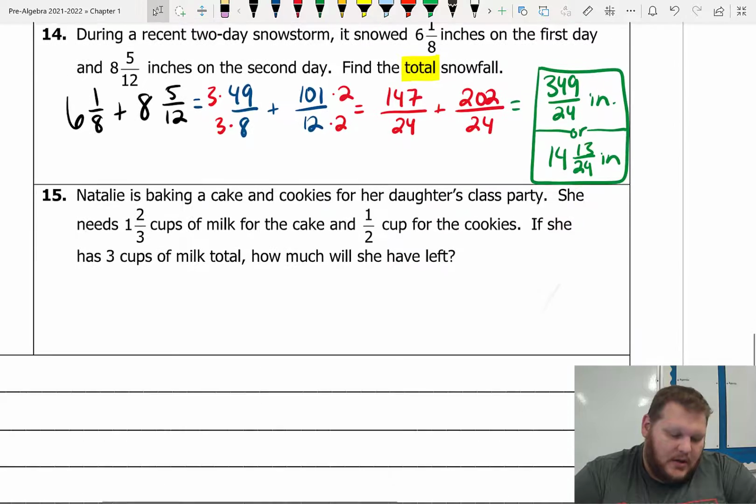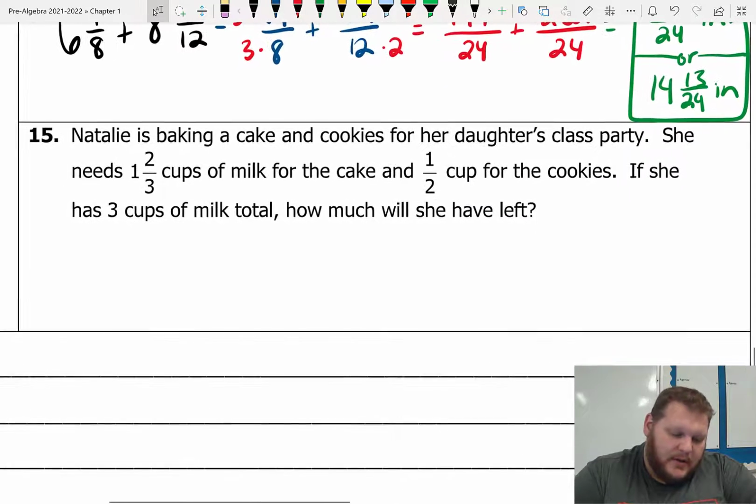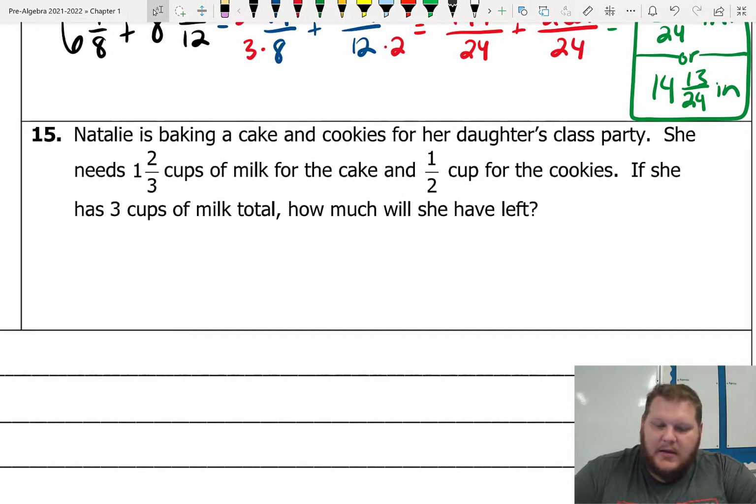All right, so our last one. Natalie is baking a cake and cookies for her daughter's class party. She needs 1 2/3 cups of milk for the cake and 1/2 cup for the cookies. They want us to figure out, given that she has 3 cups of milk total, how much will she have left after she has cooked both of those things.